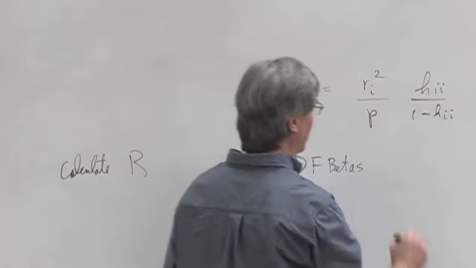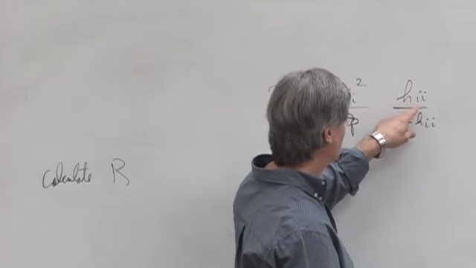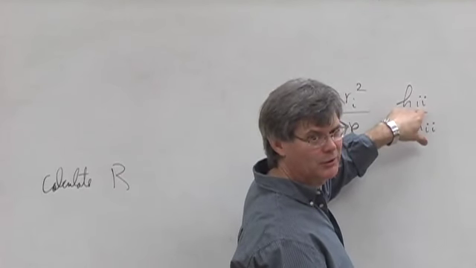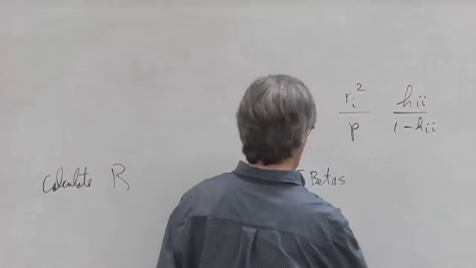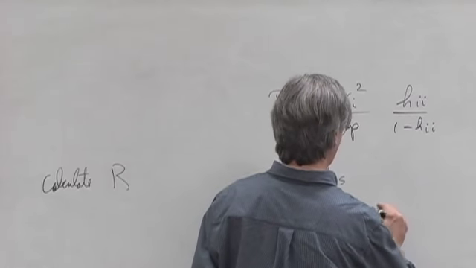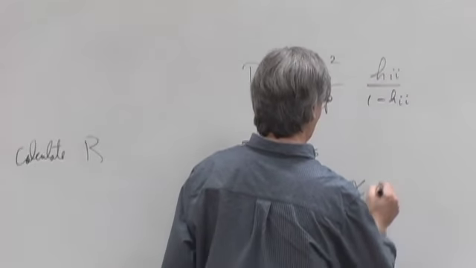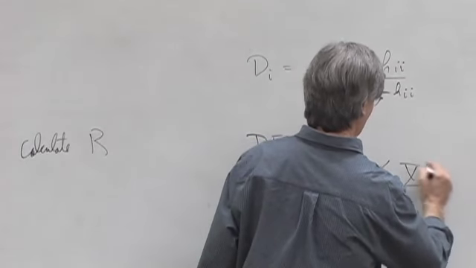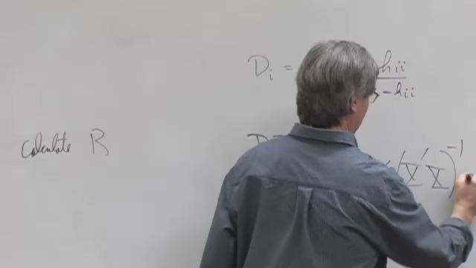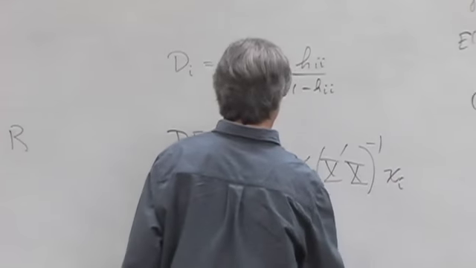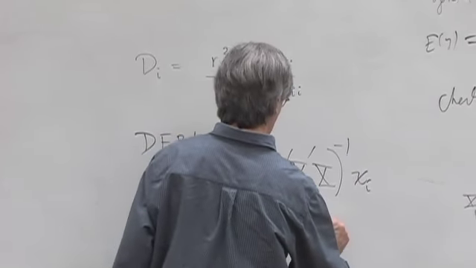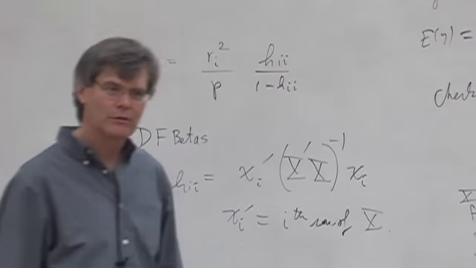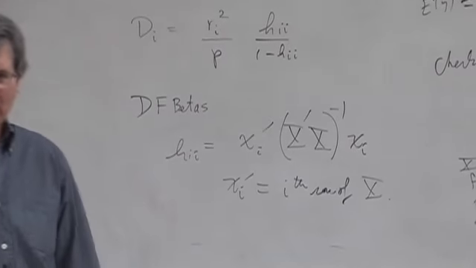The HIs, by the way, it was pointed out another way. Instead of taking this column from the diagonal of the H matrix, you can also use the fact that HII is equal to XI prime X prime X inverse XI, where XI prime equals the ith row of X. So you can do it automatically this way too if you'd rather use that.